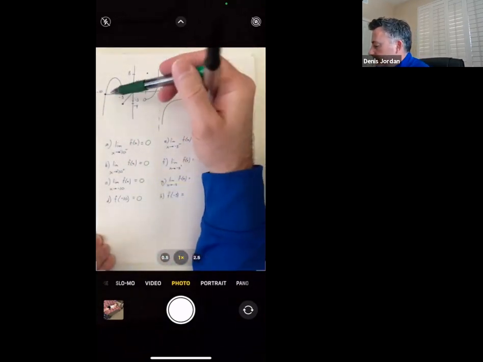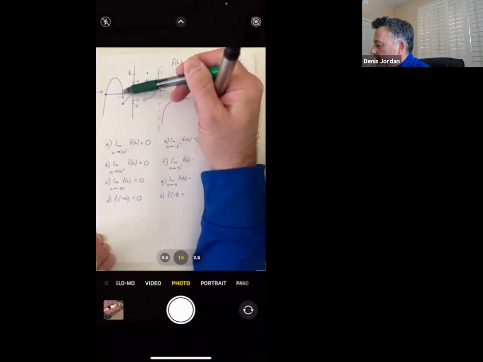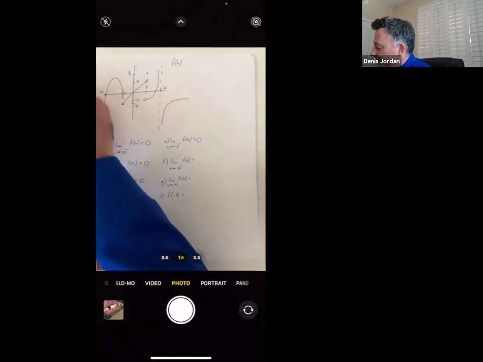So you're still just tracing in to -5 from the left side. And once you get to -5, you stop and you look and go, all right, what does it look like I'm just about to run into? y equals 0.